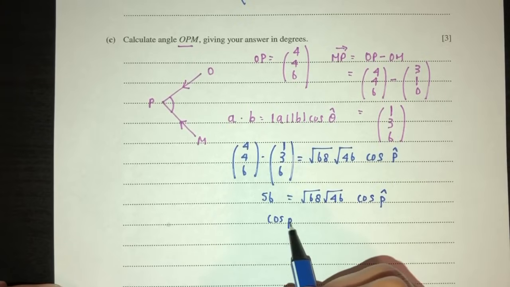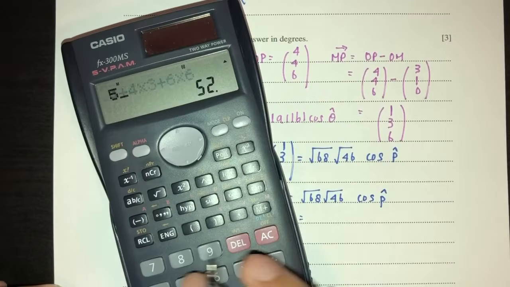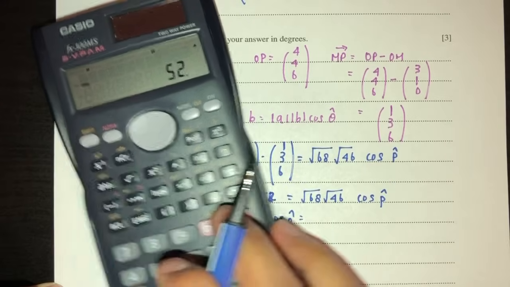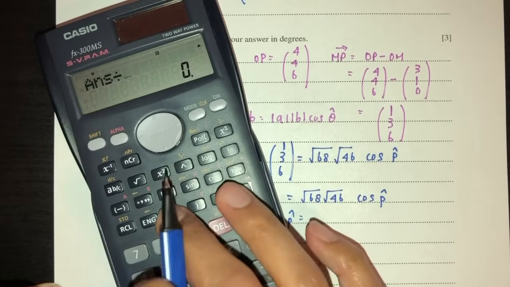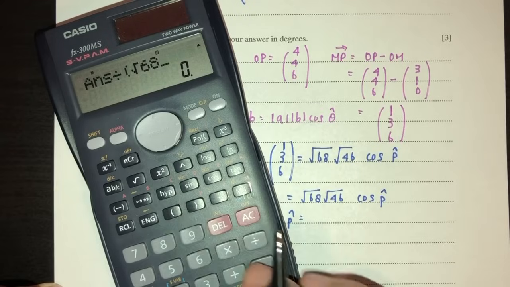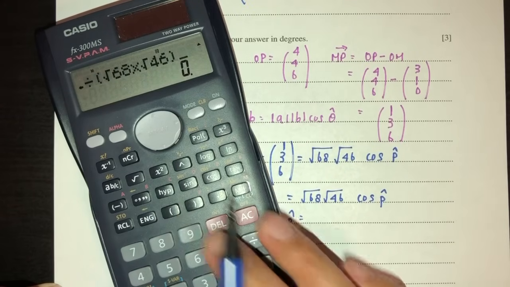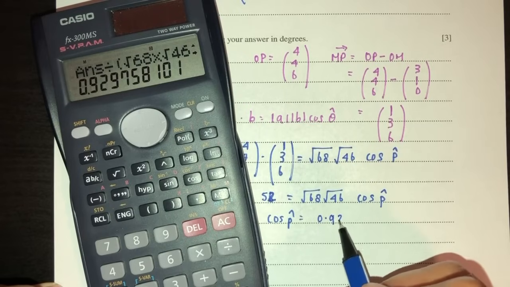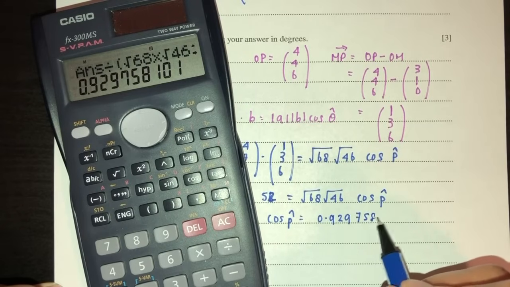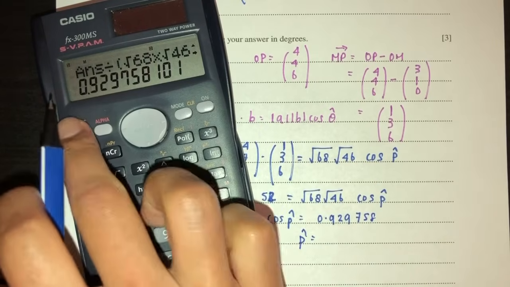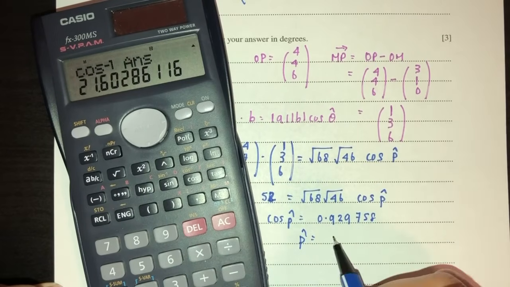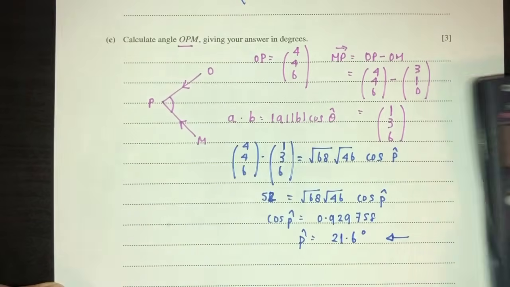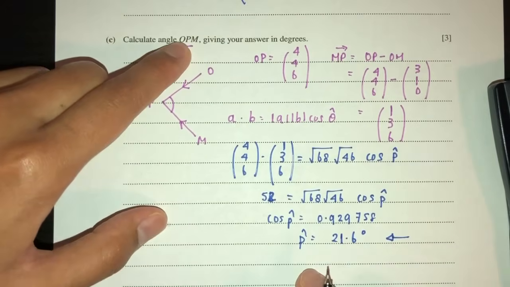Now cos of P is equal to 52 divided by root of 68 times root of 46. That will be 0.929758. So P will equal cos inverse of that. You will have 21.6 degrees. And this will be your angle OPM.